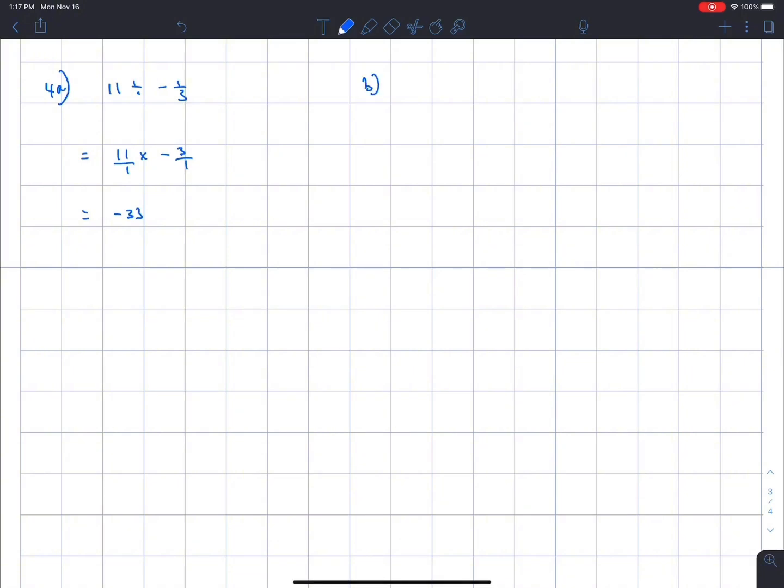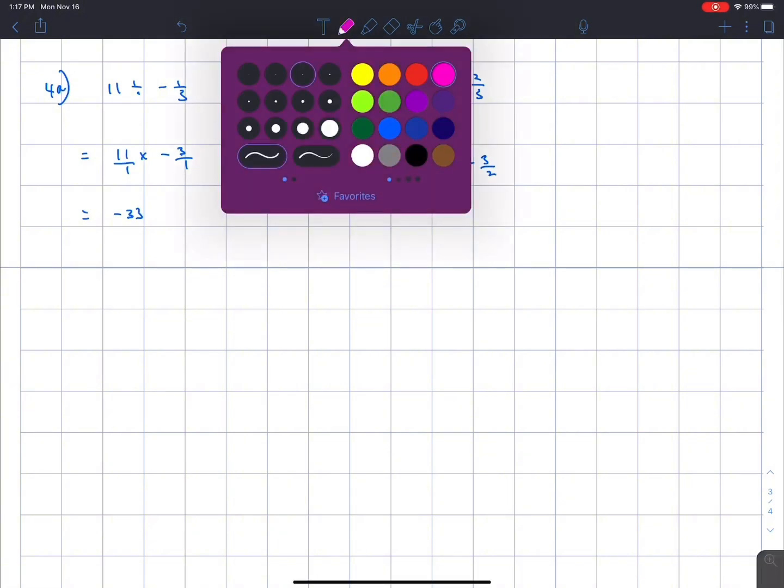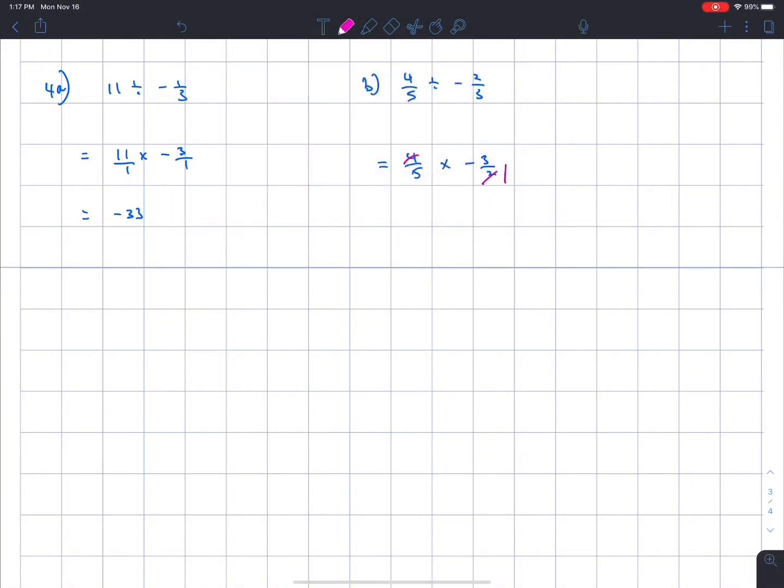For B, 4 over 5 divided by negative 2 over 3. So we get 4 over 5 times negative 3 over 2. We can simplify before we multiply. Divide by 2 to get 1, divide by 2 to get 2. We get 2 times negative 3 is negative 6 over 5 times 1 is 5.